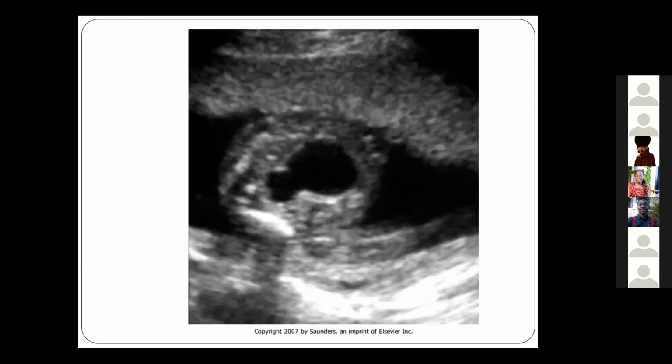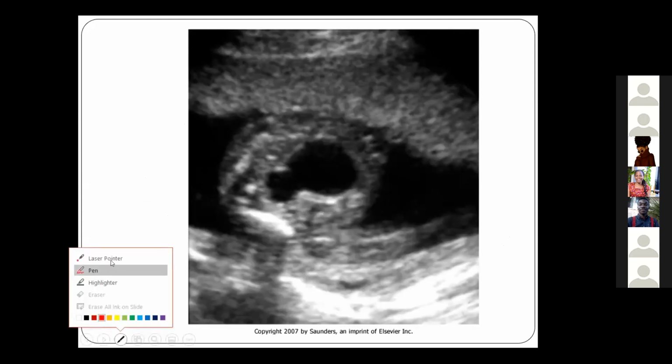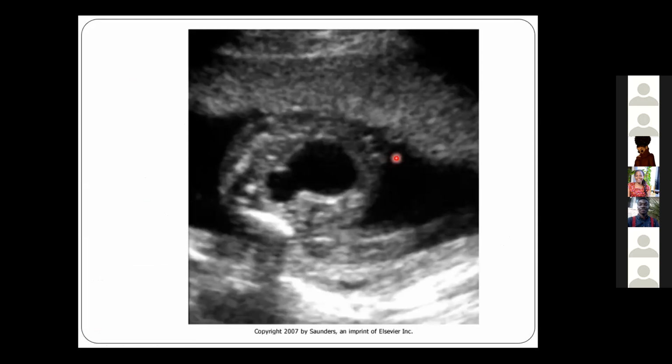So this diagram is showing you the bladder. Let me just pick my pointer. So it's showing you the bladder. Okay, this is the bladder, and you can see the bladder is distended. The wall of the bladder is thickened, and this is the prostatic urethra. Okay, and what we were calling the keyhole sign is all this.